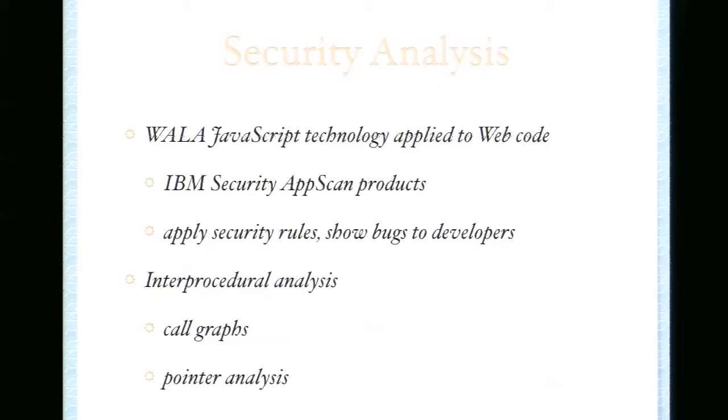And so that is the purpose of applying JavaScript analysis technology to web code. In fact, there's a product at IBM called IBM Security AppScan. It's really a family of products. It scans websites, it scans source code. In all these cases, JavaScript is a big deal to them. It looks at the code and tries to apply security rules to understand whether your code is doing something bad, and if it is, it shows bugs to developers.